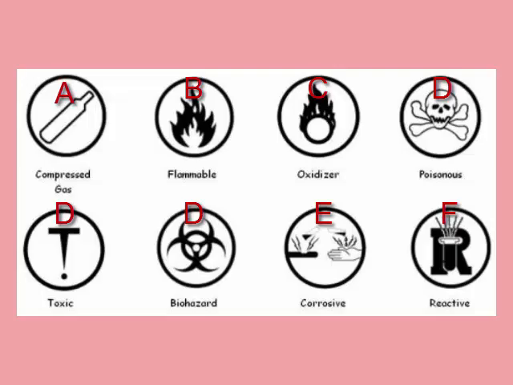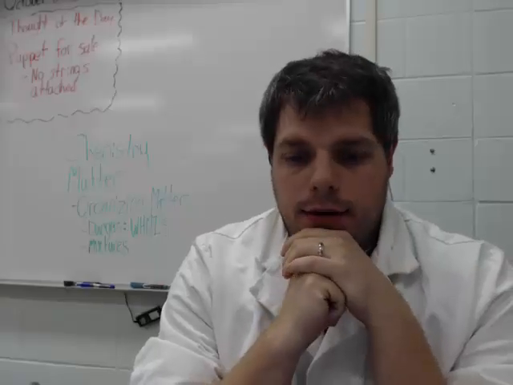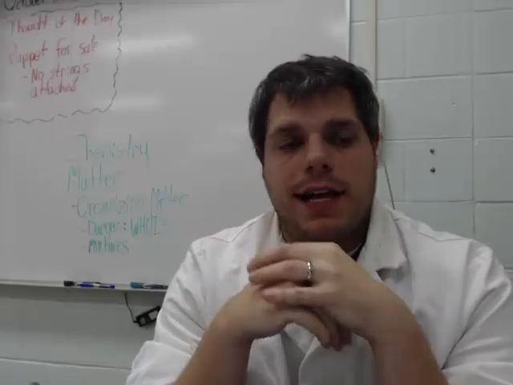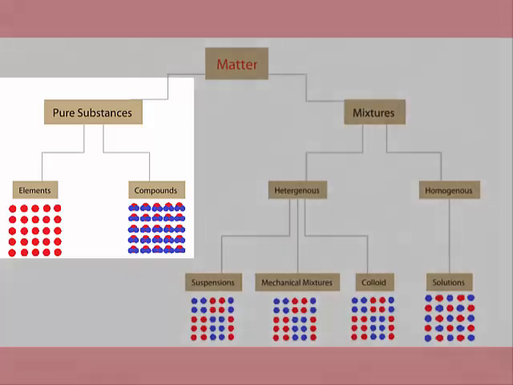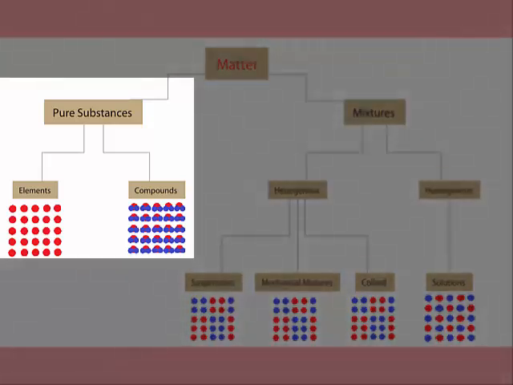Another way, matter can be broken down into 2 different classifications. So pure substances, so it's just one thing, and then mixtures, so combinations of things. So let's first look at the pure substances. Pure substances can also be further broken down. Pure substances could be broken down into pure elements and then compounds.